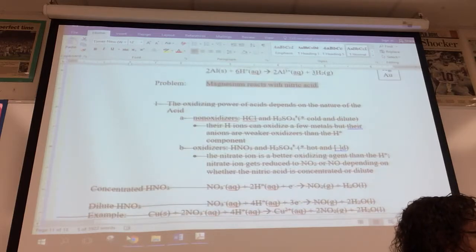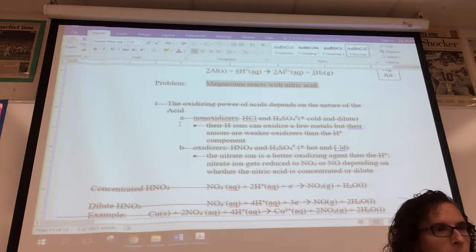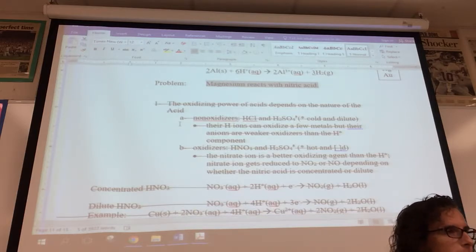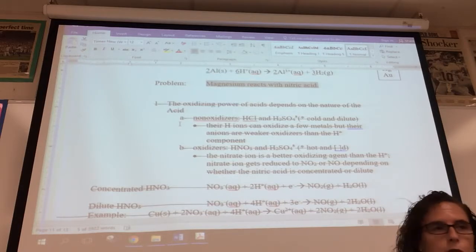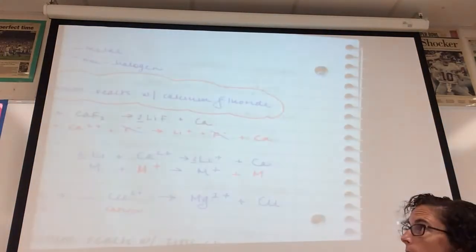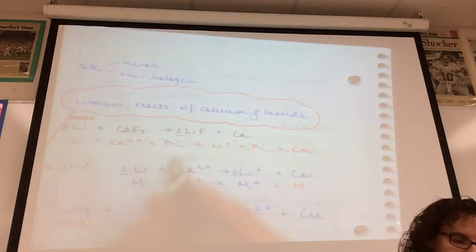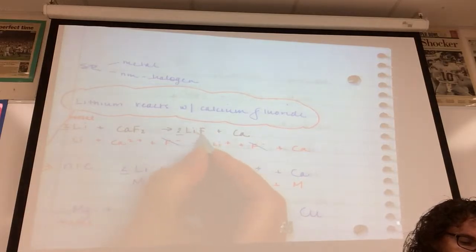I'm still confused how to figure out which is the spectator. The spectator ion in these metallic single replacements is going to be the anion of the ionic compound. So for example, in this one, the spectator ion is going to be the anion of the ionic compound.